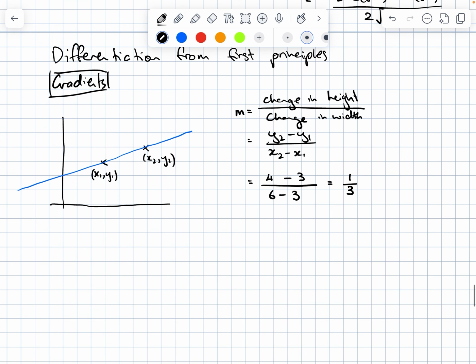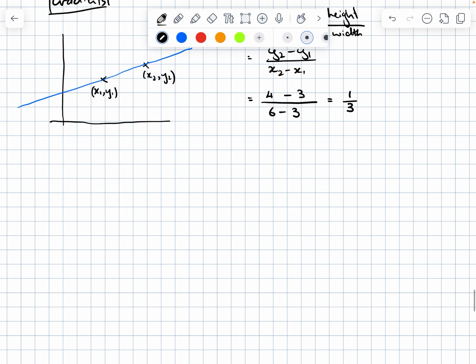Now it's really easy to find the gradient of a straight line because we could pick any 2 points on the straight line and it will always be the same change in y over change in x. Now differentiation is about how we can take this idea and apply it to curved lines.